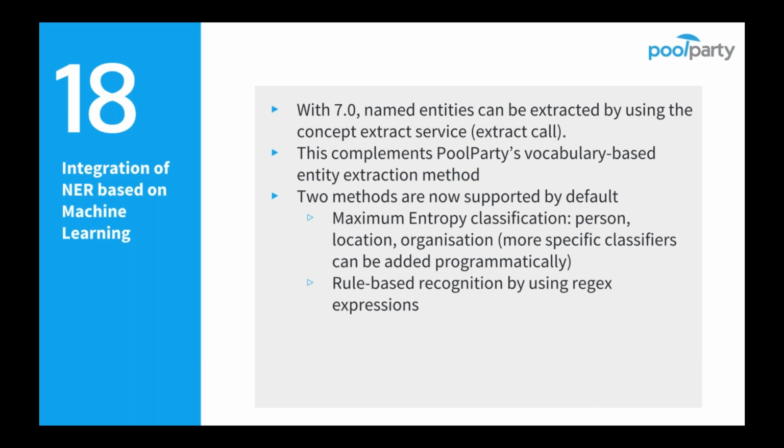So we have maximum entropy classification, which means person, location, organization. More specific classifiers can be added programmatically. And then, of course, rule-based recognition. We can look at an example of using regex expressions in a rule-based recognition.